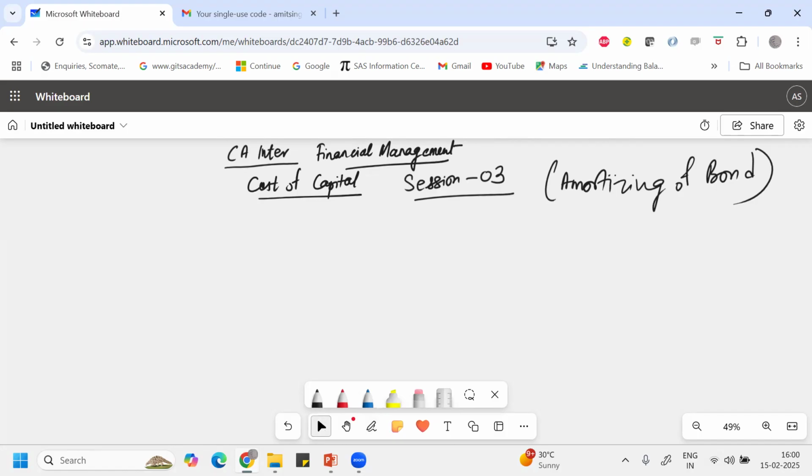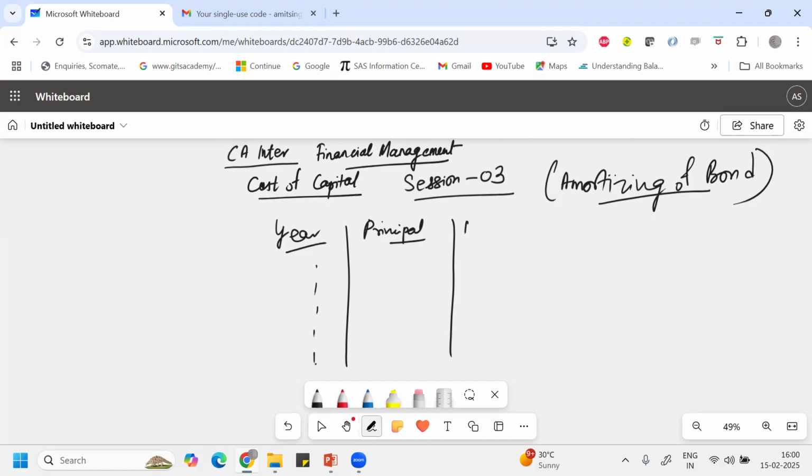Here, whatever is the life of the debt instrument, in this amortizing of the bond there would be a principal, a loan amount which needs to be paid. In order to pay this loan amount, you pay a fixed amount, like an EMI, and by paying this fixed amount, you calculate your interest.